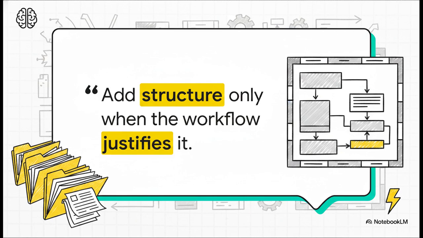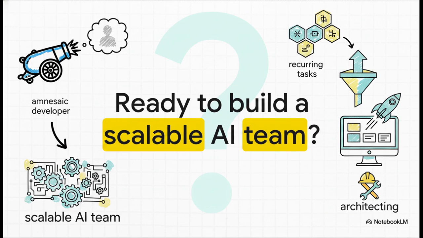As we wrap up this architecture blueprint, I really want you to remember this quote. Efficiency doesn't come from having more folders. It comes from adding structure only when the workflow justifies it. Seriously, the biggest mistake you can make right now is creating a bunch of empty folders for agents and skills just because the feature's there. Don't do it. Start with your core files and let the actual daily complexity of your workflow earn the right to more structure.